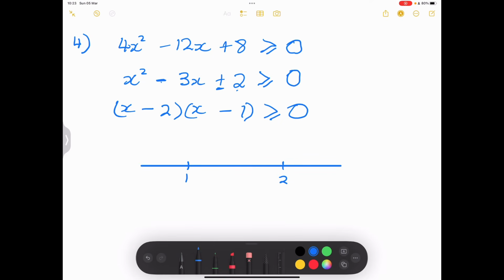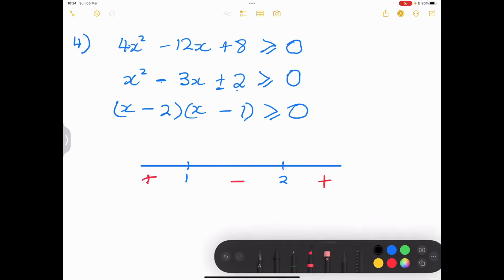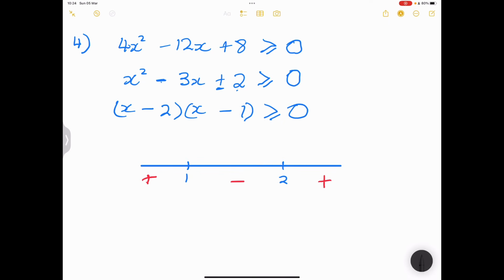So what does that mean? It means it's positive here, negative there, positive there again. So where is this graph greater than 0? In this case, it would be between -infinity all the way up until 1.